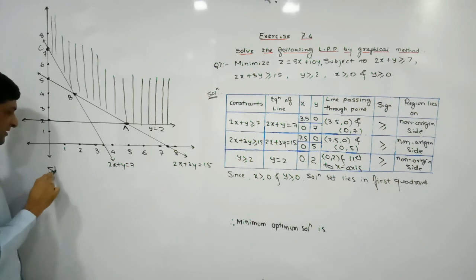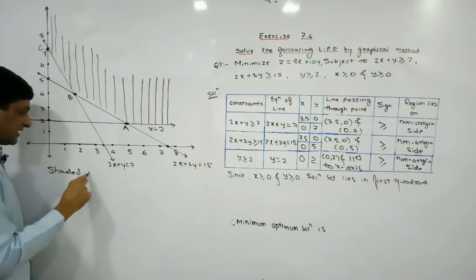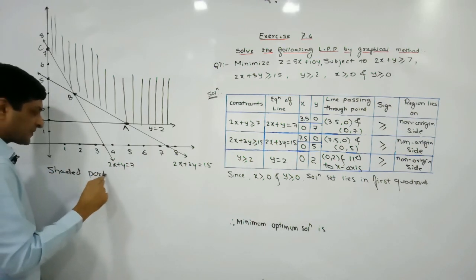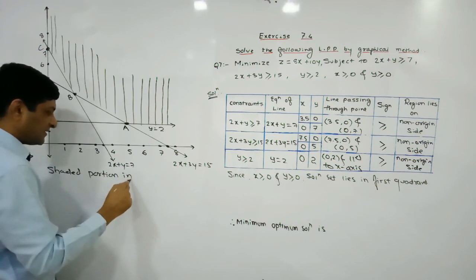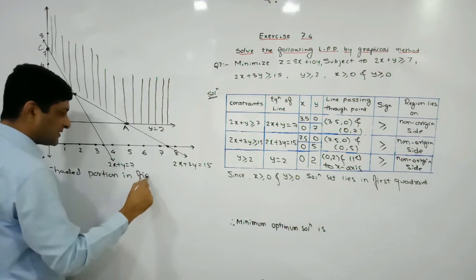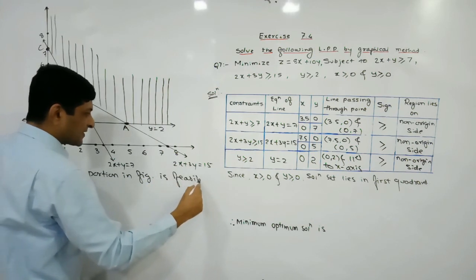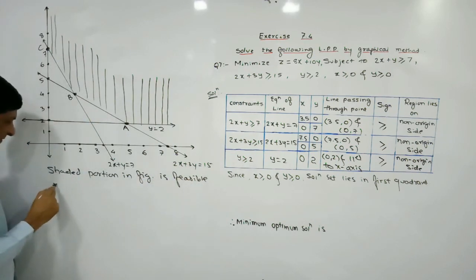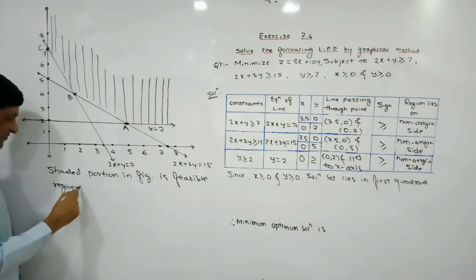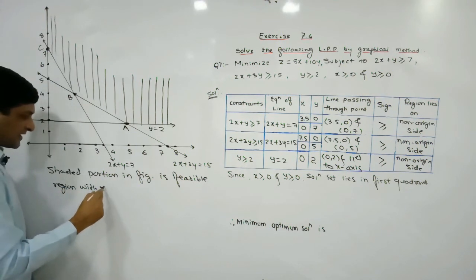So first write down: shaded portion in figure is feasible region with vertices.